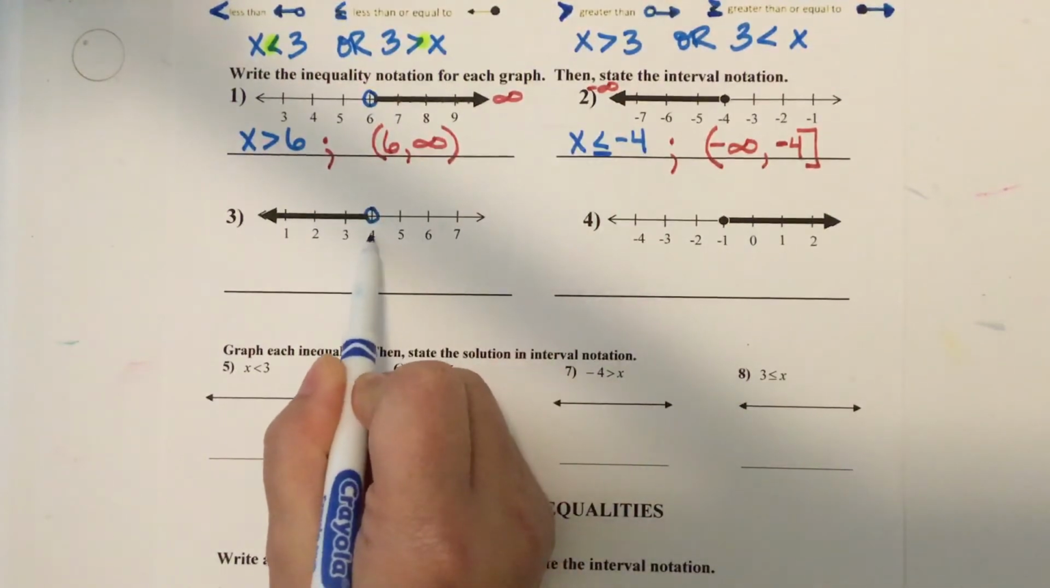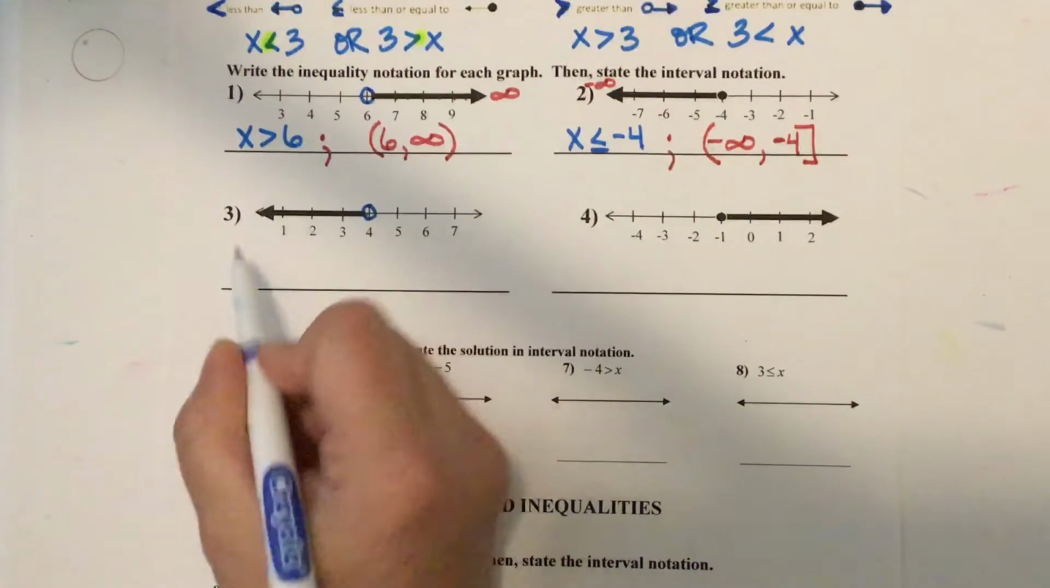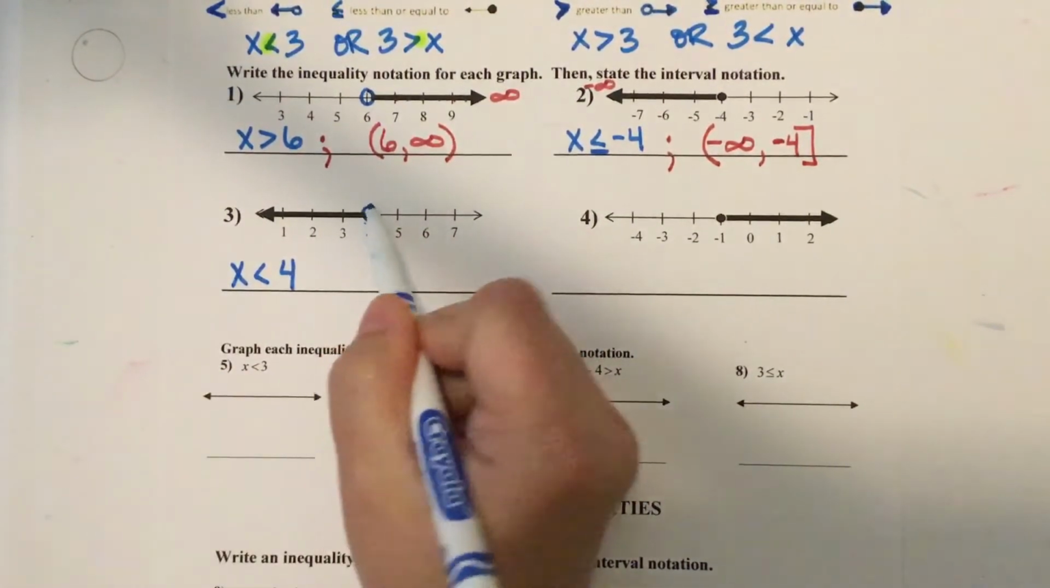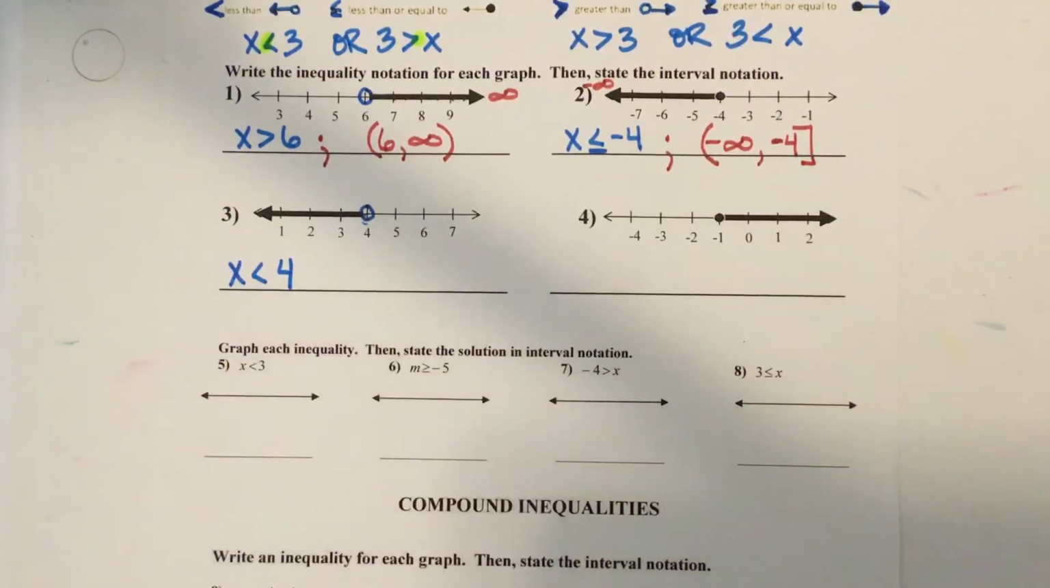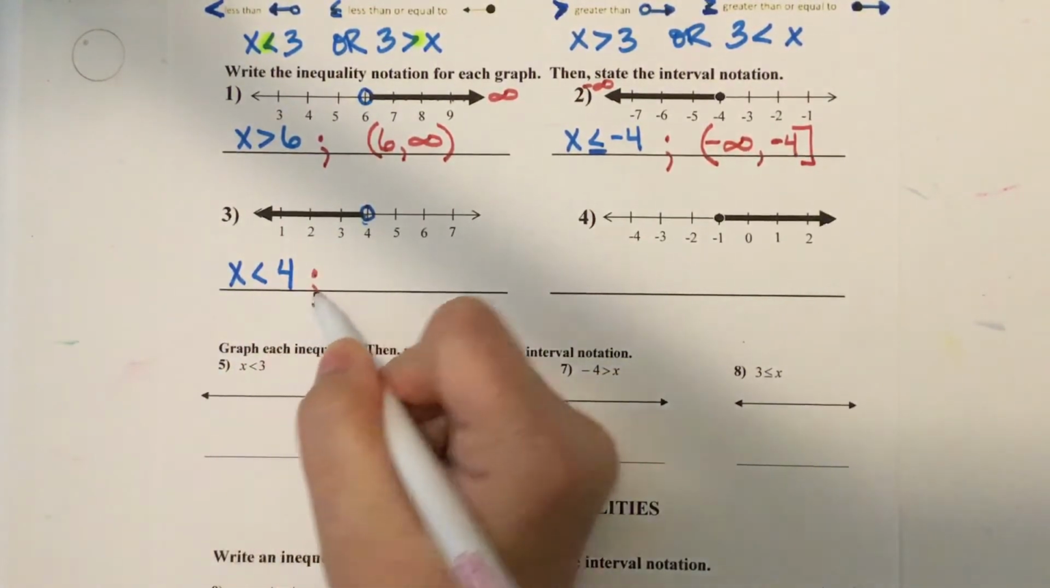The shading starts here at the 4 and goes left, so they get smaller, smaller, smaller. So that is x is less than 4. Because it's an open circle, there's no equals. Okay, that's inequality notation. Now let's try interval.